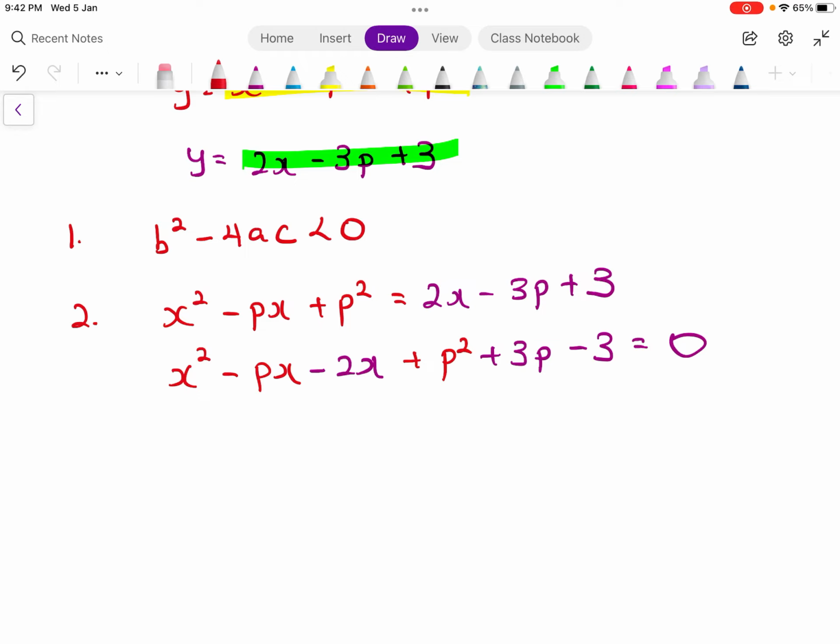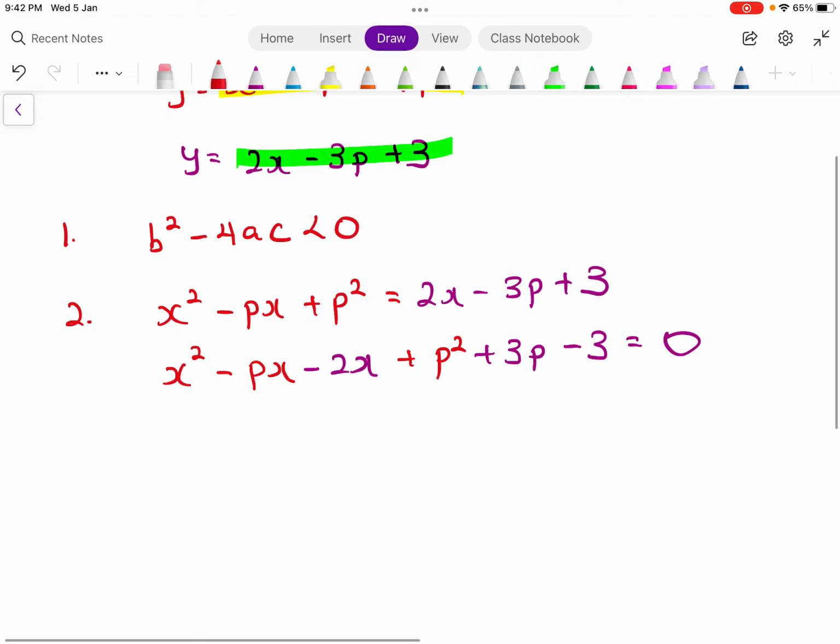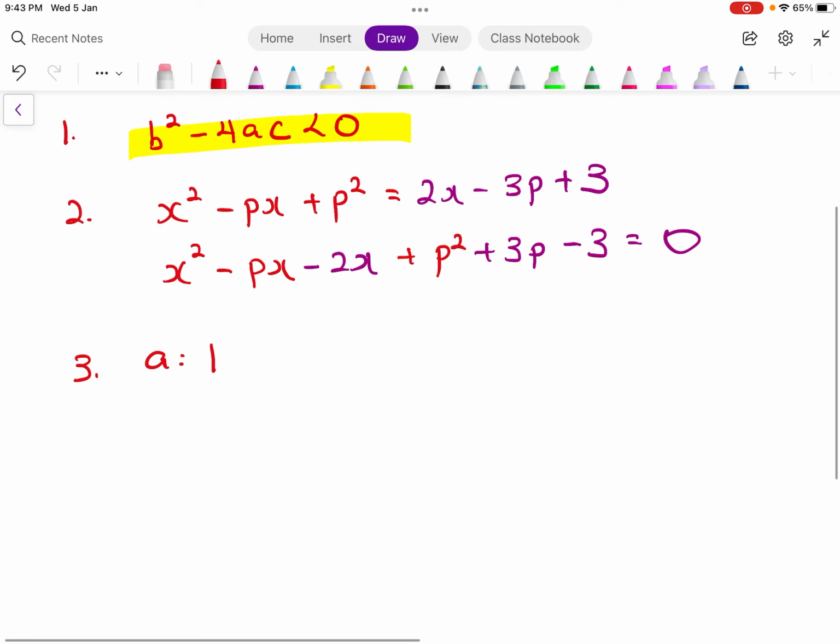Okay, step number 3 is to put down ABC, because I need to know my ABC in order to put inside my step number 1 inequality. Right? So step number 3 is to find your ABC. So A is 1. B is the coefficient of x, right? So to make things simple, maybe I manipulate my equation here. x squared minus (p minus 2) x.